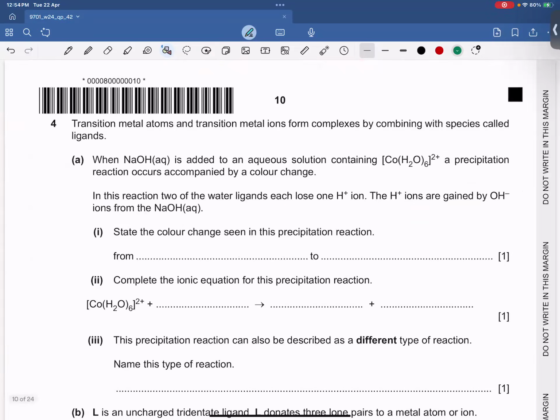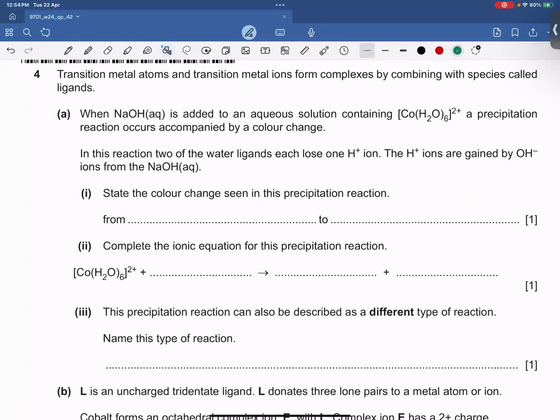Let's move on to the next question. Question number 4. Transition metal atoms and transition metal ions form complexes by combining with the species called ligands. Ligands are also called lone pair donors.